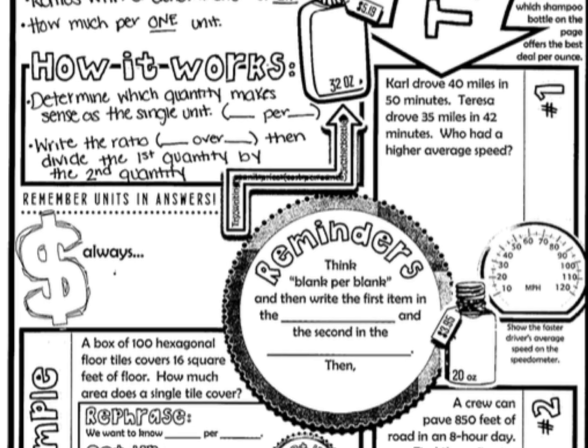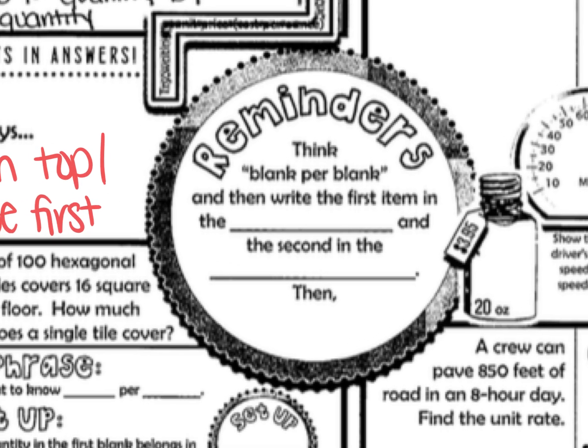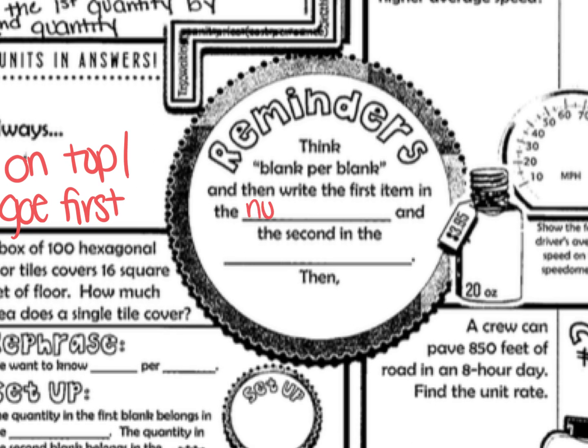Here's where you're going to start filling in. What did we say about money? Always goes on top. Or goes first, however you want to think of that. Money always on top. Then we're going to jump to that middle, reminders. So you're going to think of it as blank per blank. And you're going to write the first item in the numerator, and the second item in the denominator. Very good. And once we have that set up, then we're just going to divide.